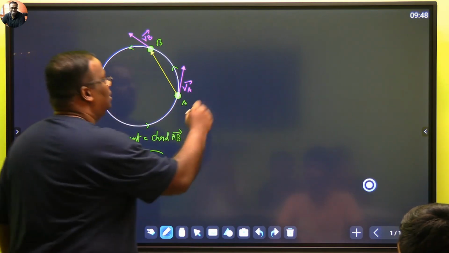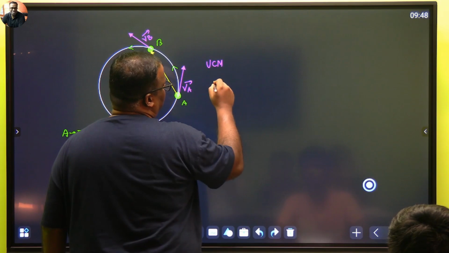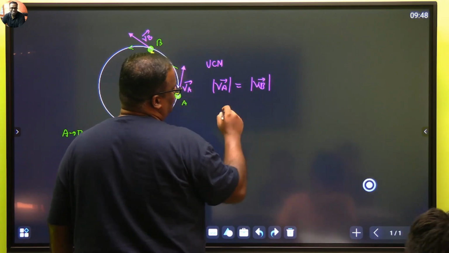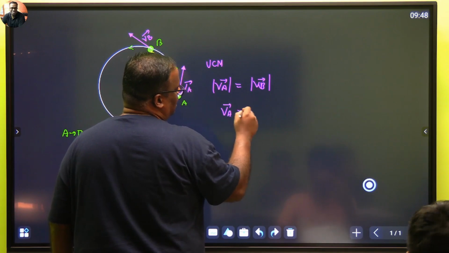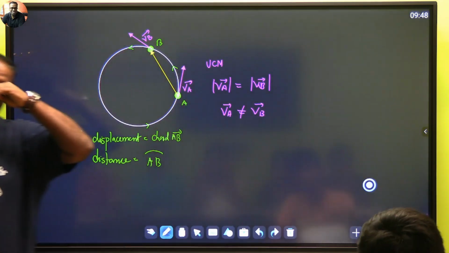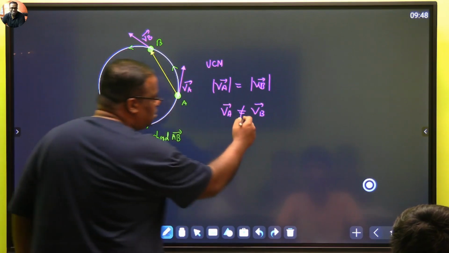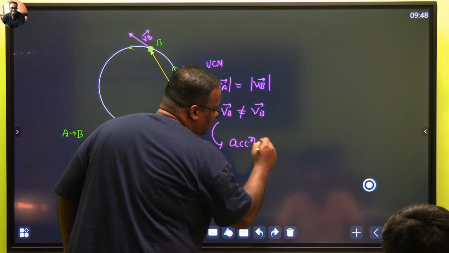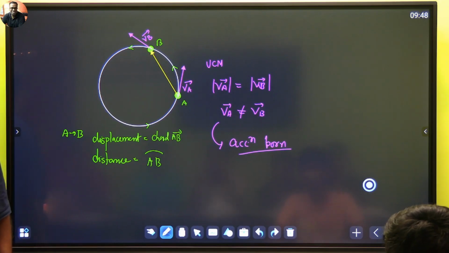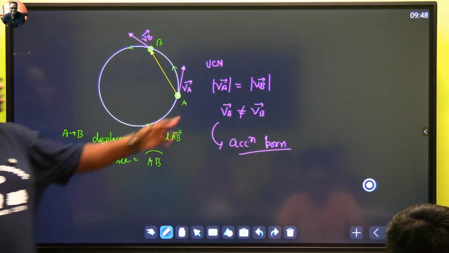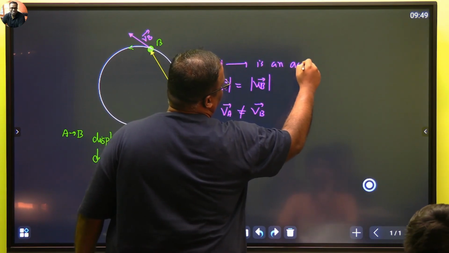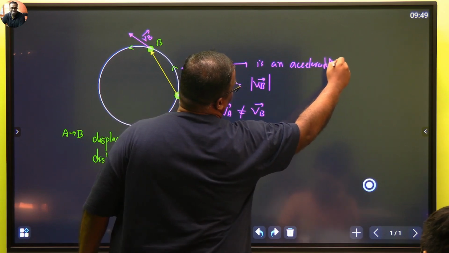If this is uniform circular motion, if this is a UCM case, then the velocity at A vector's magnitude will be exactly equal to the velocity at B magnitude. However, the vector V at A will never be equal to the vector V at B, because in both the cases there is a change in direction. And since this is not there, the thing called acceleration is born, because velocity is not same, acceleration is born. Therefore UCM is an accelerated motion। बात समझ में आ रहा है भाई साहब?